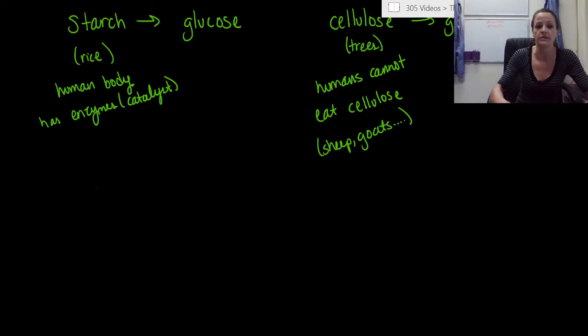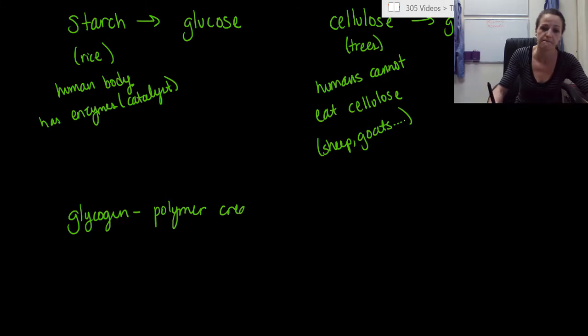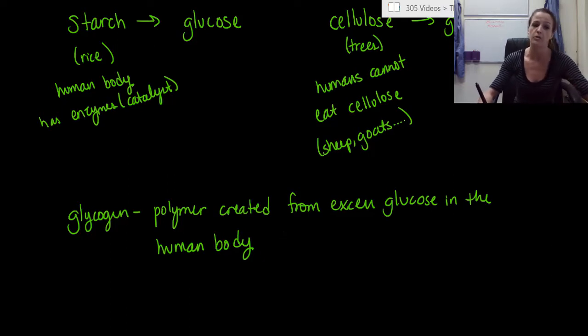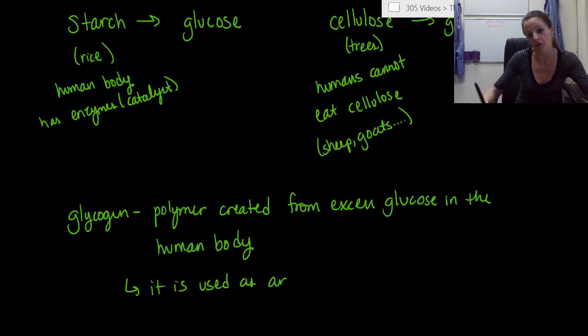The last thing I want to talk about is something called glycogen. So let's write this out. Glycogen, I mentioned it earlier. It is definitely a polysaccharide. So glycogen is just a polymer that is created from excess glucose in the human body. Okay? So what happens, the human body sees an excess of glucose, says we don't need all this, so it basically converts it into a polymer that we call glycogen. But now here is the important factor. It is used as an emergency fuel source.